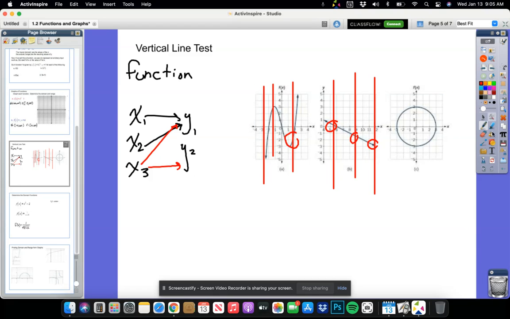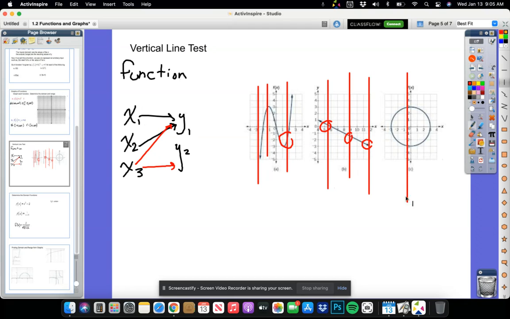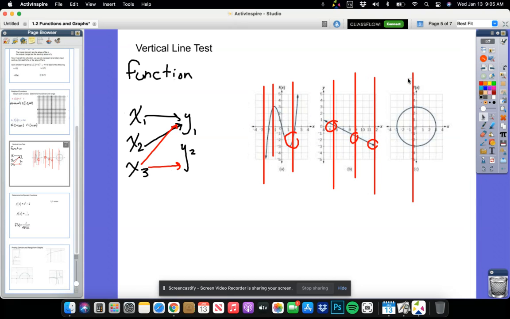So that's good. But let's look at this one right here. On a circle, it touches at two spots. I'm going to move this over the -1 spot. Right there. So that means when I put in my calculator that the value of x is -1, what's my y value? It's giving me two answers, this one up here and this one down here. We have a positive answer and a negative answer. So that makes it a non-function. It's going to two different answers right there.